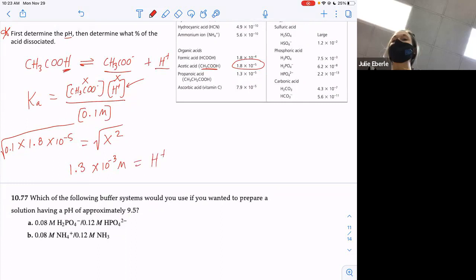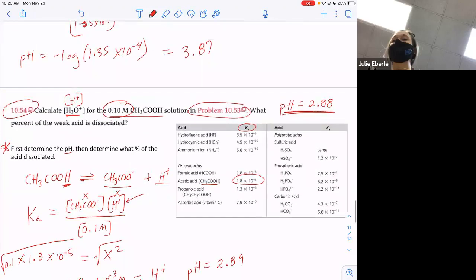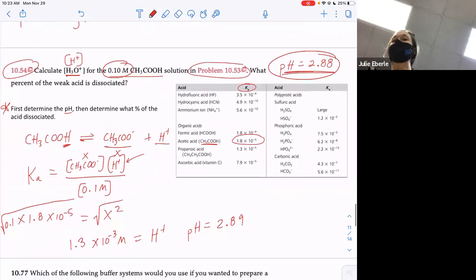Now we're going to take the negative log of that to get pH, right? pH equals the negative log of the concentration of H plus. So 1.3 times 10 to the negative third, negative log of that. My pH is, guess what we calculated? pH, double check me, 2.89 if you round. Okay, so that's what that initial problem gave us, and we just double checked that.